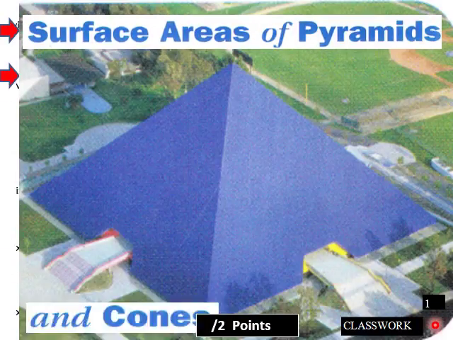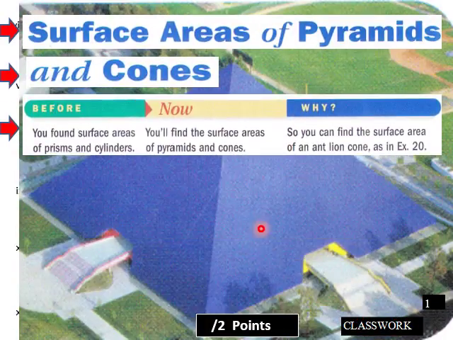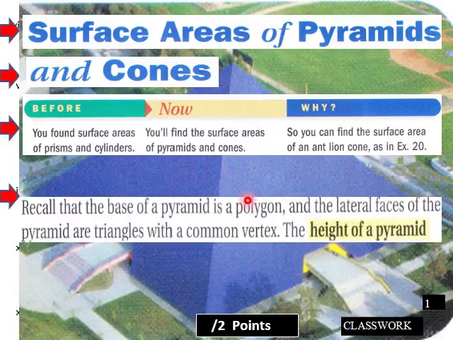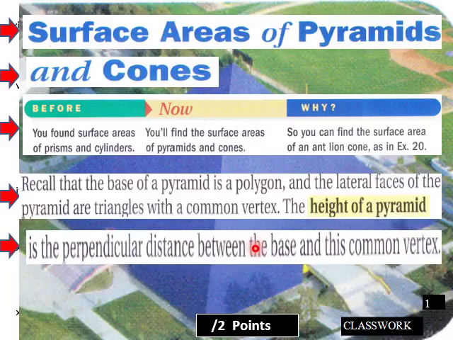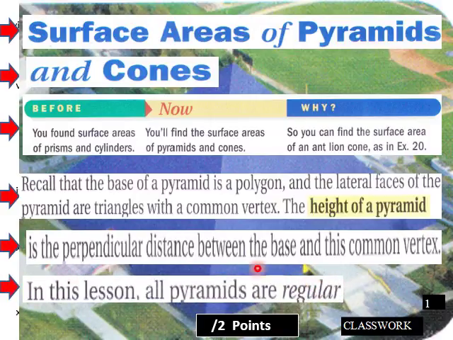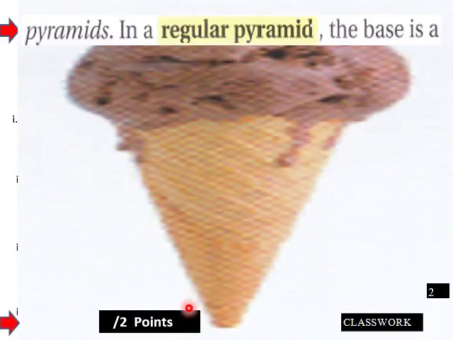Okay, page 1 of our classwork today, surface areas of pyramids and cones. You found surface areas of prisms and cylinders. You'll find the surface areas of pyramids and cones, so you can recall that the base of a pyramid is a polygon, and the lateral faces of the pyramid are triangles with a common vertex. The height of a pyramid is the perpendicular distance between the base and this common vertex. In this lesson, all pyramids are good to know.